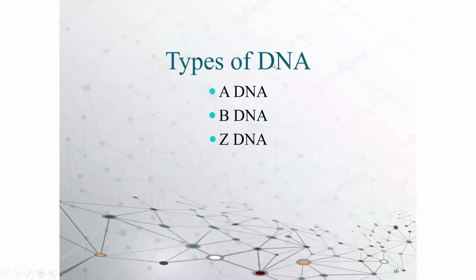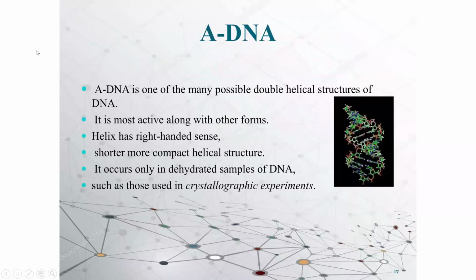So next one is the types of DNA. Generally 3 types of DNA are observed, that is A-DNA, B-DNA and Z-DNA. A-DNA is one of the many possible double helical structures of DNA. The helix has right-handed sense, and these are shorter, more compact helical structures. It occurs only in dehydrated samples of DNA, such as those used in crystallographic experiments.